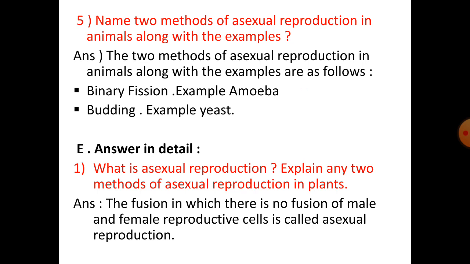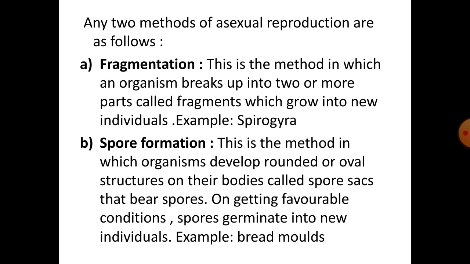E. Answer in detail. What is asexual reproduction? Explain any two methods of asexual reproduction in plants. The process in which there is no fusion of male and female reproductive cells is called asexual reproduction. Any two methods of asexual reproduction are as follows: A, fragmentation. This is the method in which an organism breaks up into two or more parts called fragments, which grow into new individuals. Example, Spirogyra.